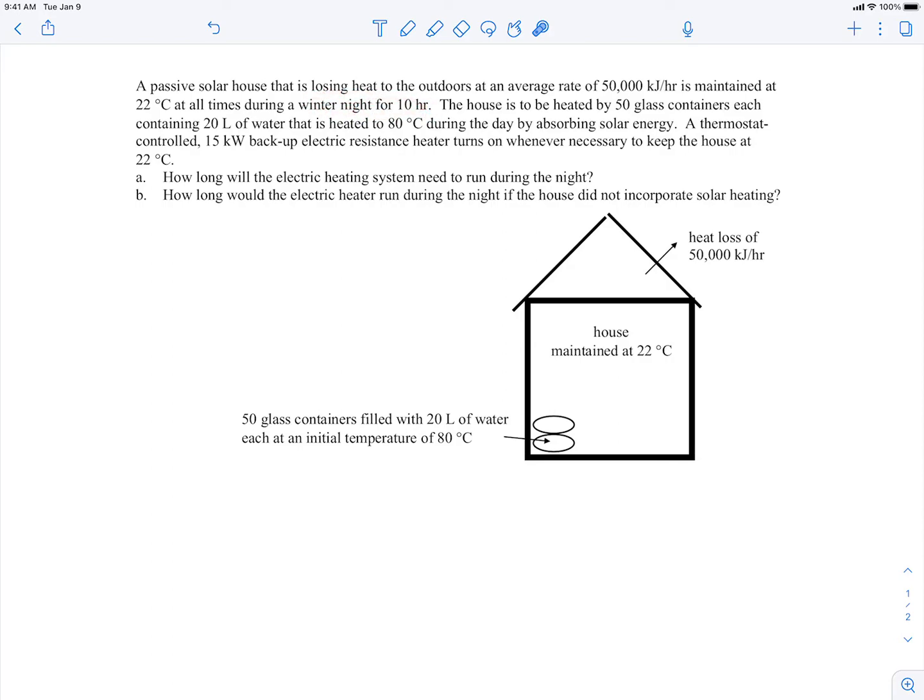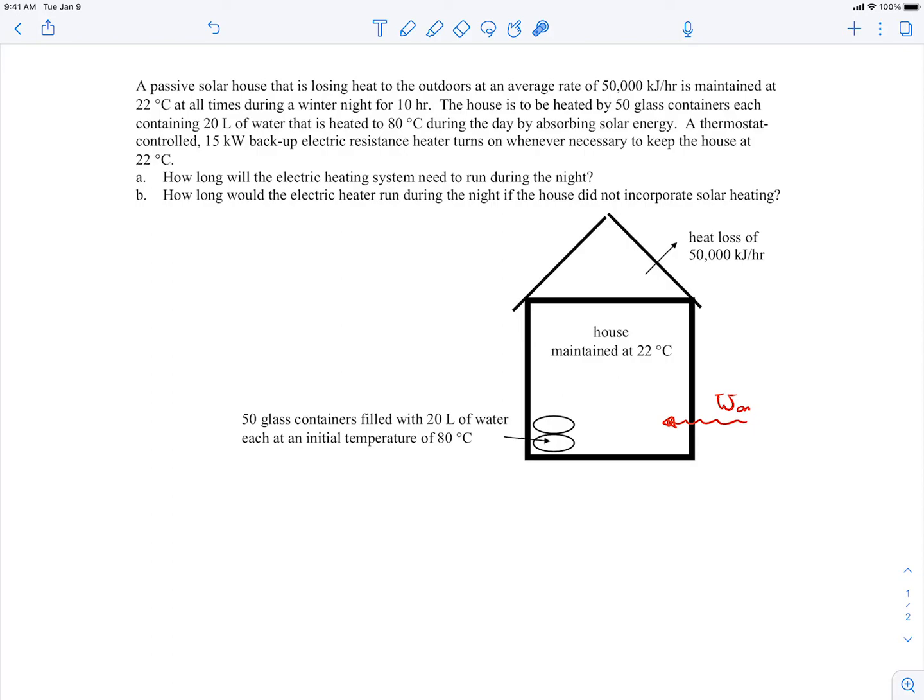Now inside the house, we have 50 glass containers, each containing 20 liters of water. And those glass containers with water are heated to 80 degrees Celsius during the day by absorbing solar energy. There's also a thermostat-controlled 15 kilowatt backup electric resistance heater that turns on whenever necessary to keep the house at 22 degrees C. So I'm going to draw that just like this. There's some work being done on the house, and that's the electrical work.